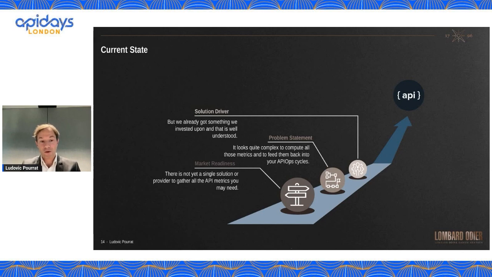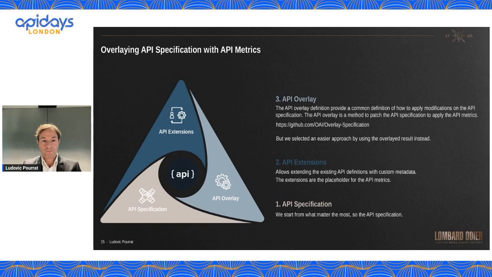But we already have something we invested in at the very beginning, which is the spec. So let's move into that solution driver. The idea is that we will start from the spec, and we will reuse something that exists, which is the API extension. The API extension will be the placeholder for the metrics we would like to feed back into the spec. And to do so, we will reuse a concept that has already been described, which is the API overlay. That overlay will be the way to patch the spec against the extension we've added, meaning to patch the spec to feed back the metrics we've collected.